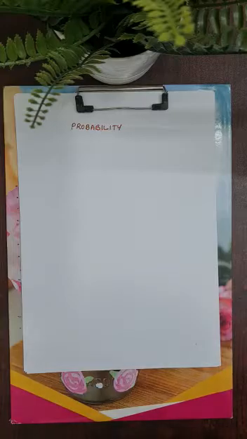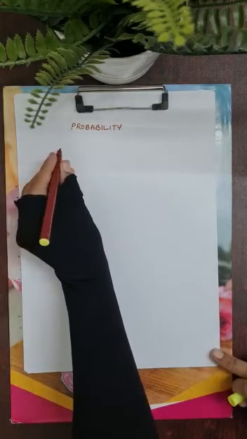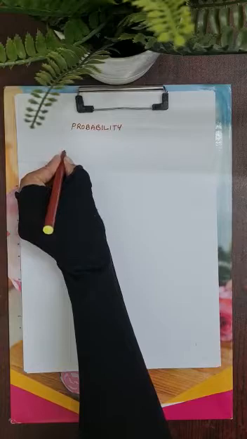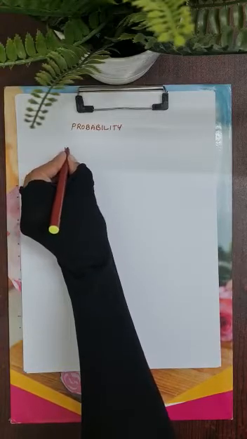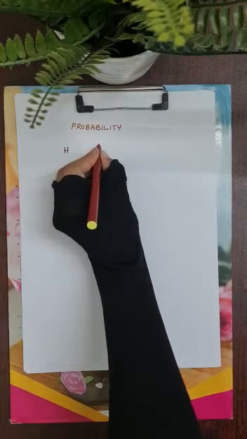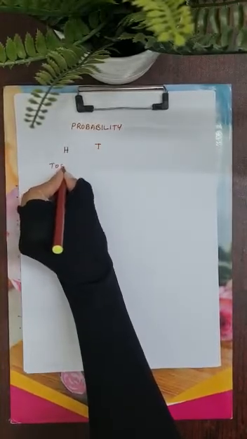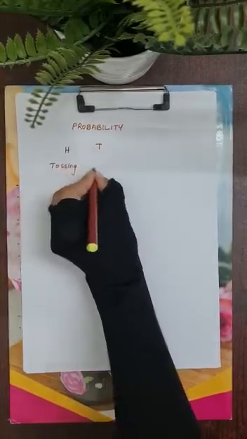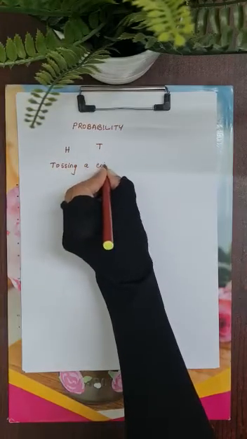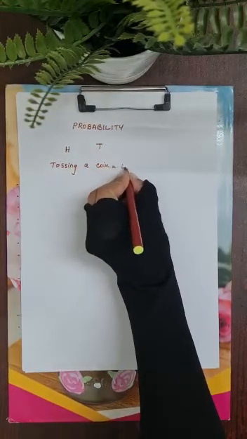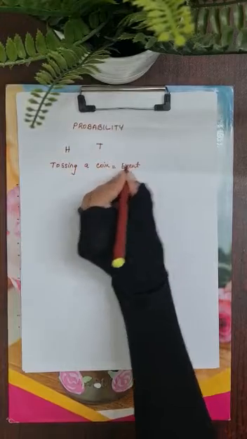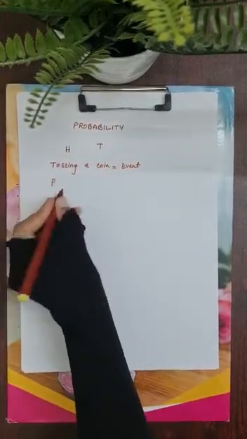Now suppose we toss a coin. What is the possibility when we toss a coin? There are two possibilities. Either you will get a head or a tail. Now, tossing a coin is called an event. Now, what is the probability of getting a head?